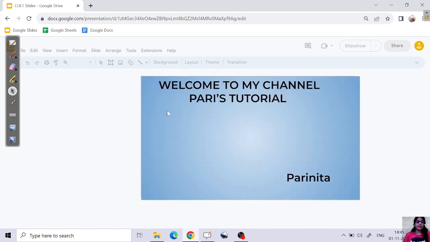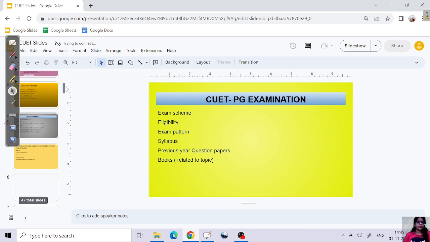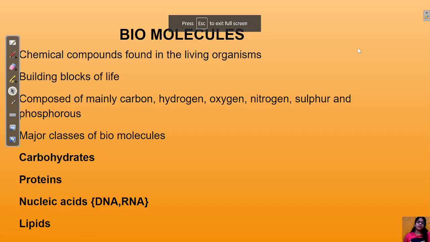So let's start with biomolecules today. What are biomolecules? Biomolecules are considered to be the chemical compounds that are found in living organisms. They are the building blocks of life. They are mainly composed of hydrogen, oxygen, nitrogen, sulfur, and phosphorus. These biomolecules can be categorized into carbohydrates, proteins, nucleic acids, and lipids.